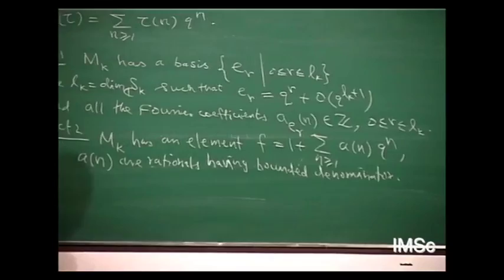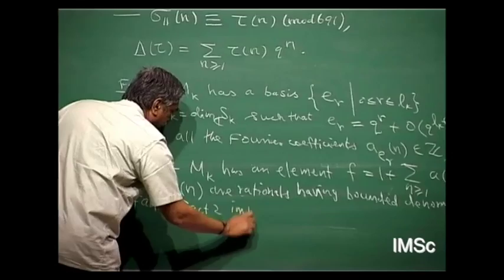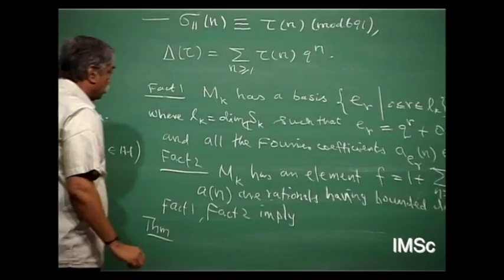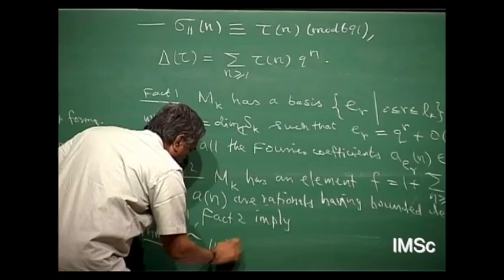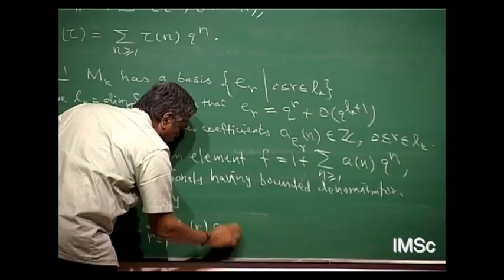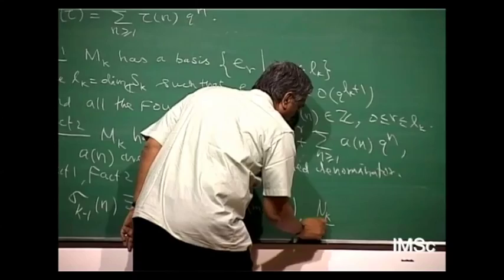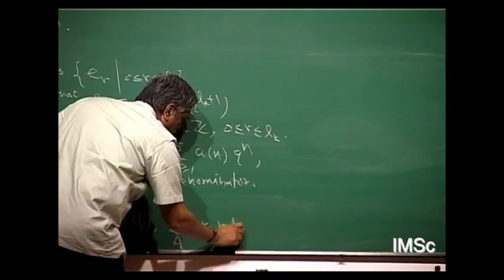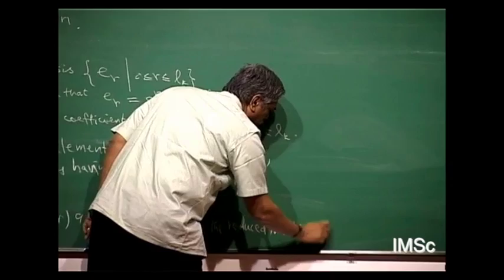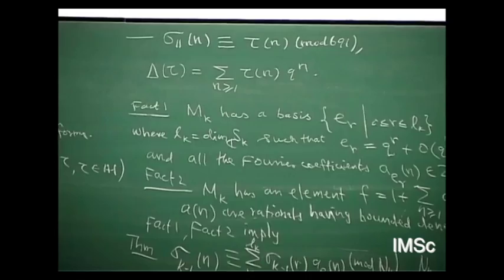Okay, if you use this, Fact 1 and Fact 2 imply the first theorem: sigma_{k-1}(n) is congruent to the sum over r from 1 to L_k of sigma_{k-1}(r) a_{E_r}(n) modulo N_k. What is N_k? N_k over D_k is the reduced fraction of zeta(1 minus k) by 2, which is a rational number. Now, if you put k equal to 12, we get back the Ramanujan congruence.